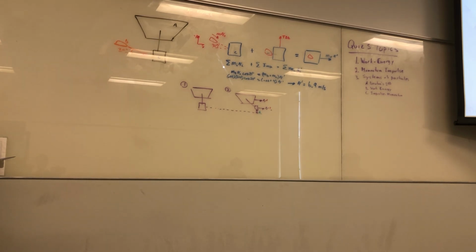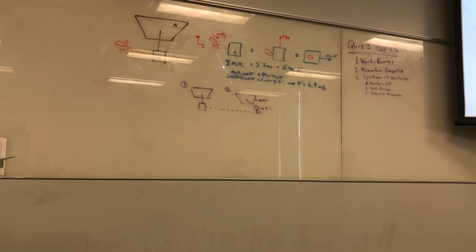Alright. One second. Am I simplifying this too much? Maybe. See, I assumed that V prime, you can't assume that V prime is the final velocity of the cart, actually. Okay, let's continue. There's a little bit more to this that we have to do.